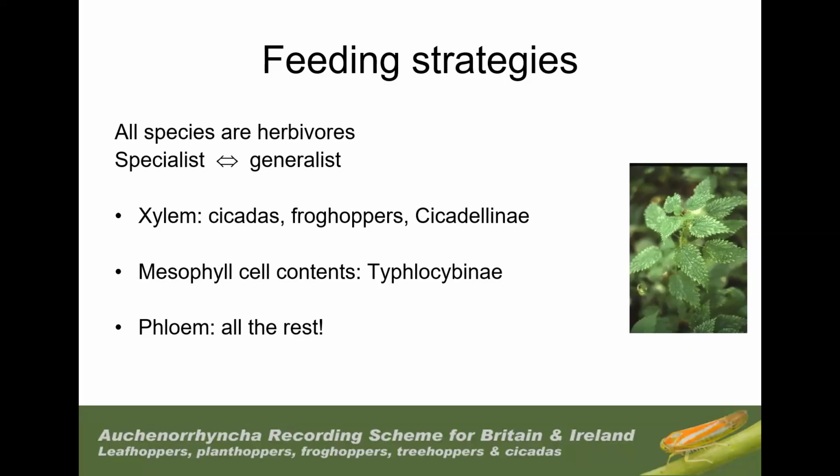There's a small group that tap into the xylem, which of course are the tubes that bring the water and the nutrients up from the roots to distribute through the plant. Now, because xylem is under very strong negative pressure, you have to have a pretty large and powerful insect to be able to suck this stuff out. So xylem is only exploited by a relatively small group of species amongst the Auchenorrhyncha, amongst the hoppers generally.